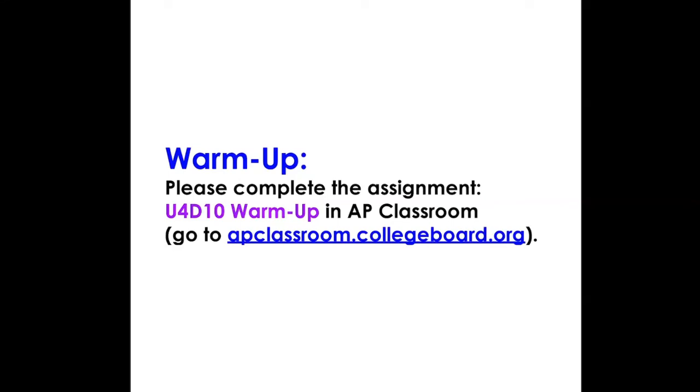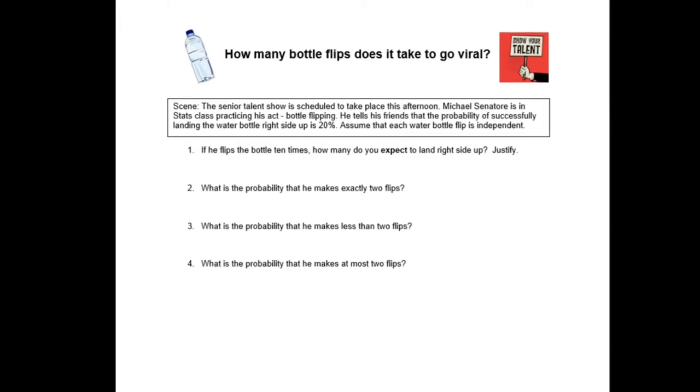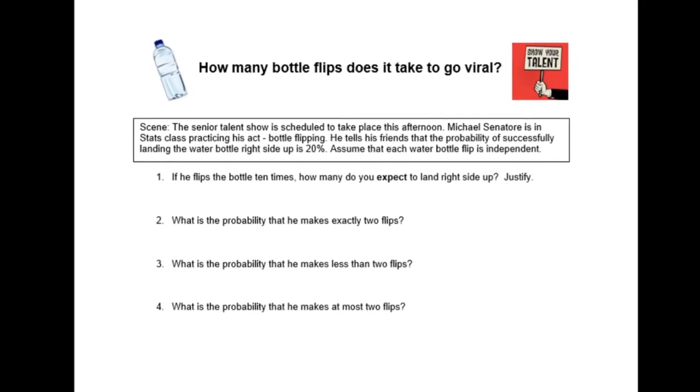If you weren't in class, make sure you complete this warm-up from AP Classroom so that you can get credit for doing that. And then if you were here, you can go ahead and move on to the debrief. If you weren't here, complete the warm-up, do the whole activity, and then come back to this video for the debrief. Here's the activity itself. You'll do questions 1 through 4 from your previous knowledge, and then 5 through 10 are all new, but you can still do it. All right, good luck.